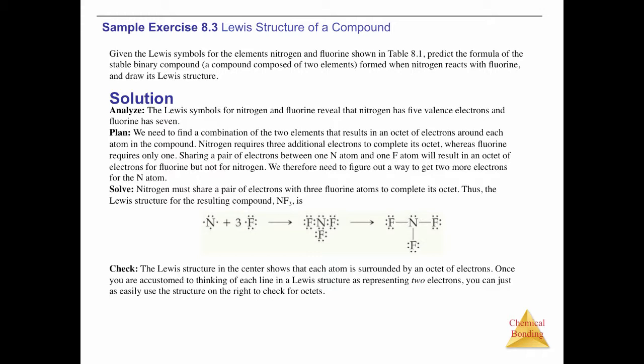The Lewis structure in the center shows that each atom is surrounded by an octet of electrons. Once you are accustomed to thinking of each line in a Lewis structure as representing 2 electrons, you can just as easily use the structure on the right to check for octets.